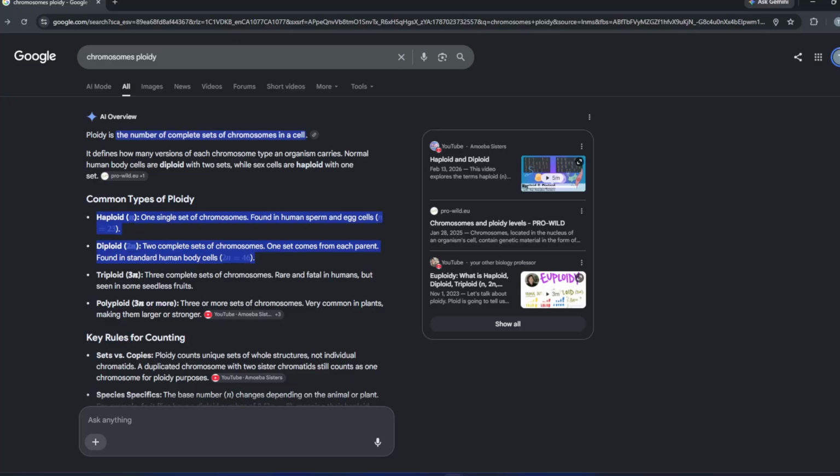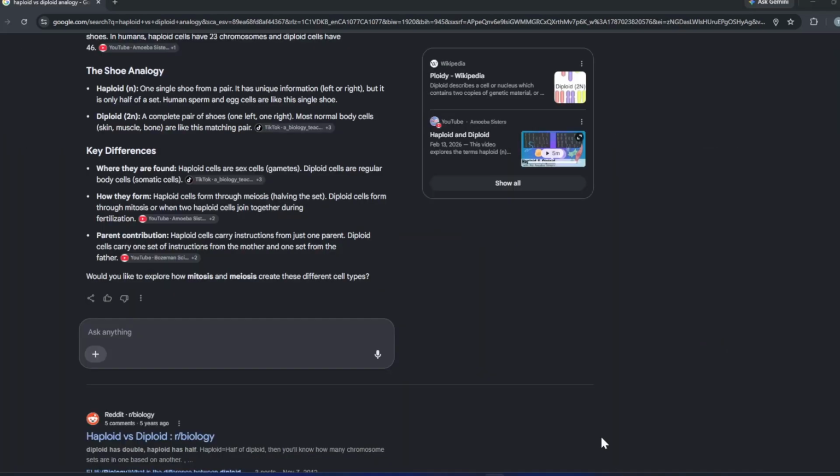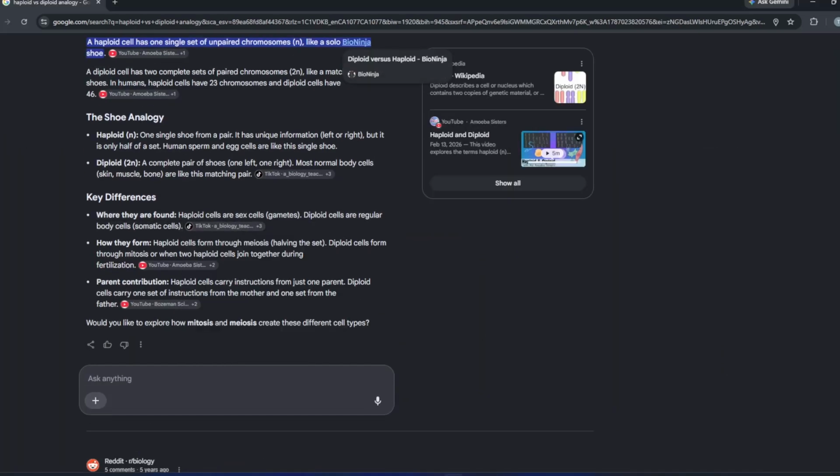Knowing what that means is important for your MCAT test, right? So I wanted to clarify that the sperm and egg cells are also known as gametes or sex cells. Diploid cells are regular body cells, and those are also known as somatic cells. So that's important to know too.